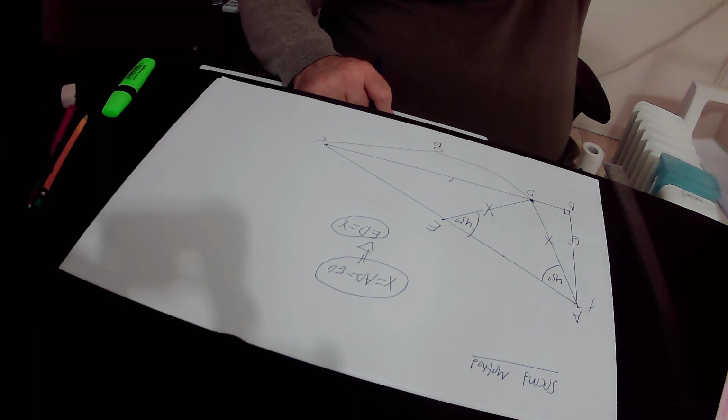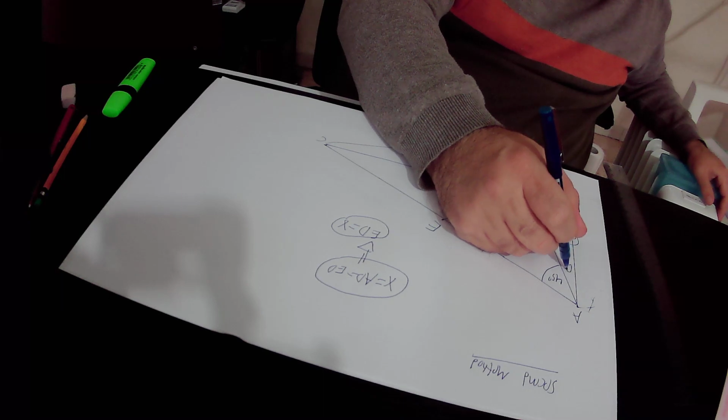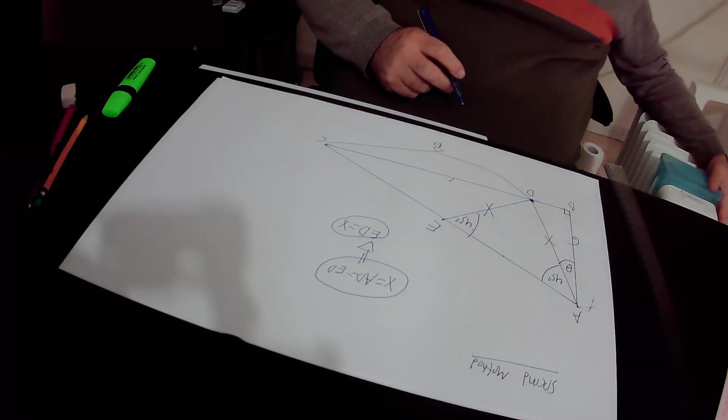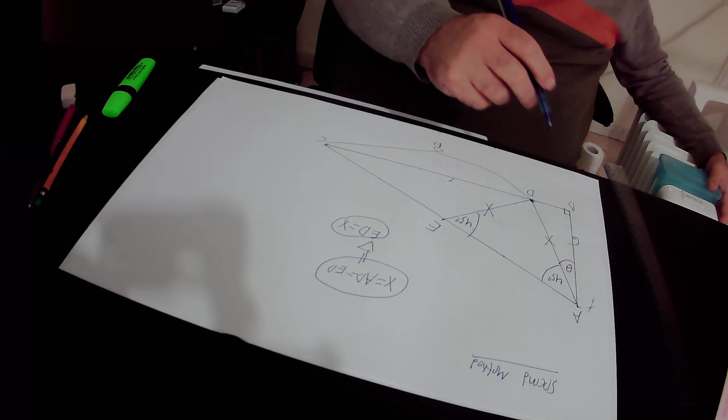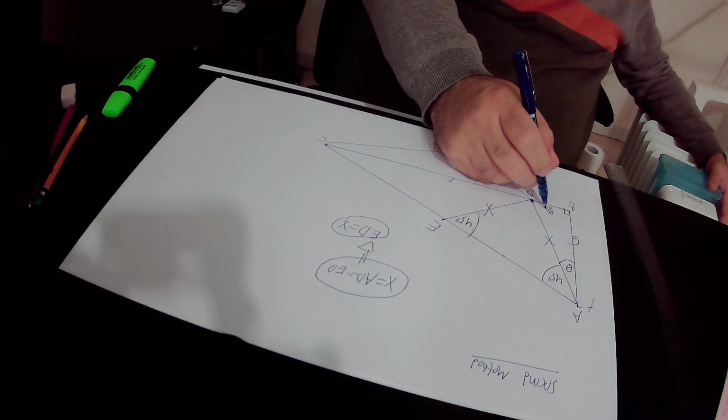In the next step, we'll define angle BAD as theta. If angle BAD equals theta, then angle ADB must be equal to 90 degrees minus theta.